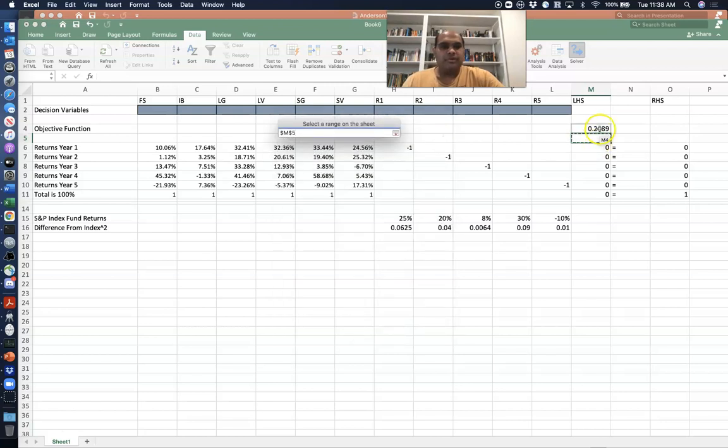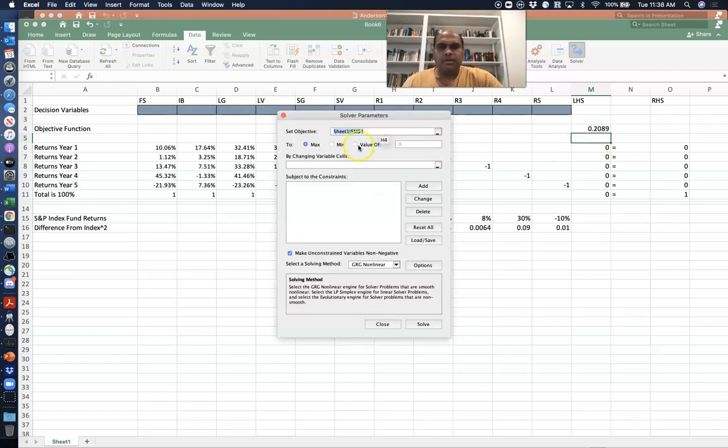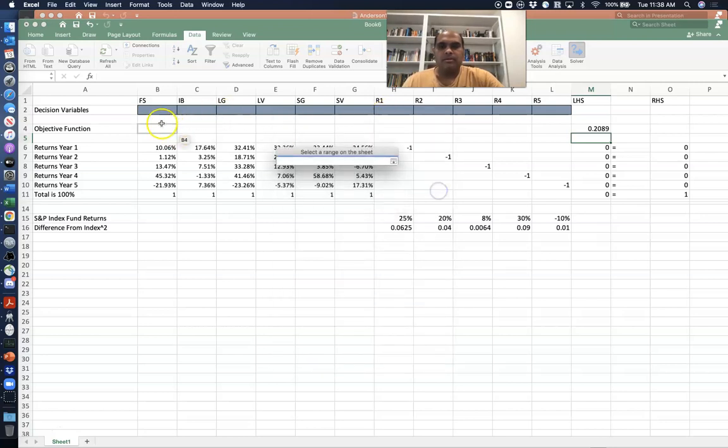So my objective is here, right? The objective is to minimize the distances. So that's why it's minimized. The decision variables are right here. These are all my decision variables right there.